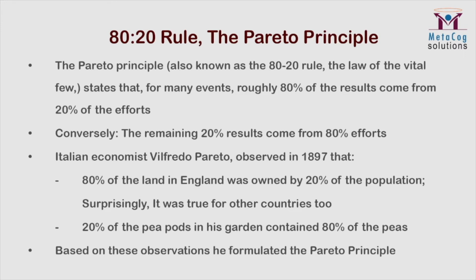This rule was postulated by Italian economist Vilfredo Pareto. He observed in 1897 that 80% of the land in England was owned by 20% of the population. Surprisingly, it was true for many other countries as well. 20% of the pea pods in his garden contained 80% of the peas. Based on these observations, he formulated what is called the Pareto principle.